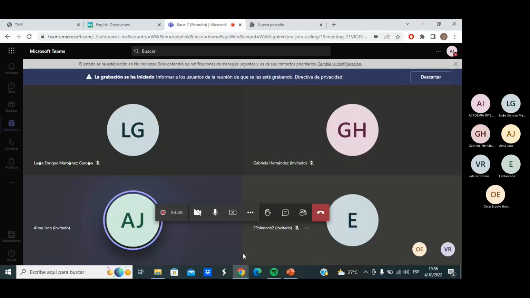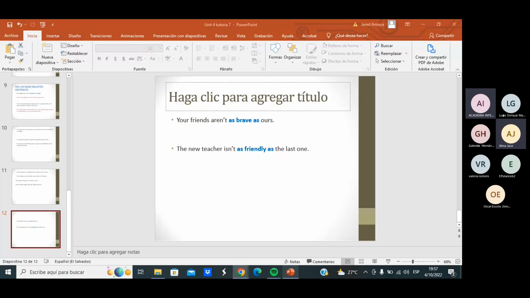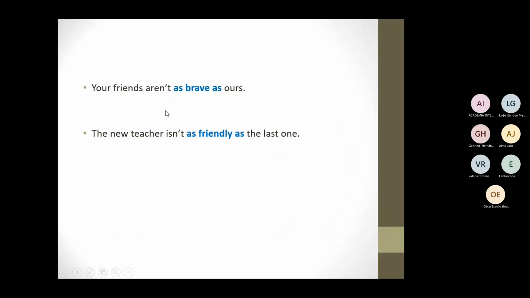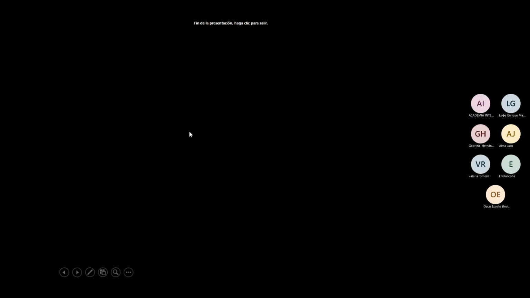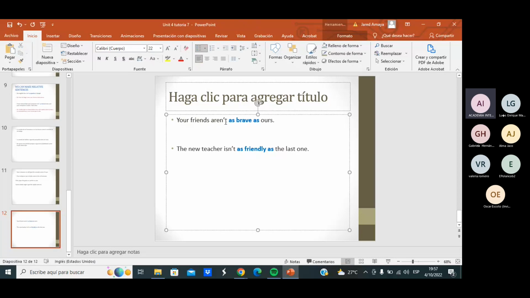Lo podríamos interpretar como igual. Ya le voy a mostrar otro ejemplo para que vean. Aquí tenemos un ejemplo, miren. Your friend. Pero es que estos son negativos. Vamos a hacer afirmativo. Your friends are as brave as ours. Vamos a ver lo afirmativo. The new teacher is as friendly as the last one.